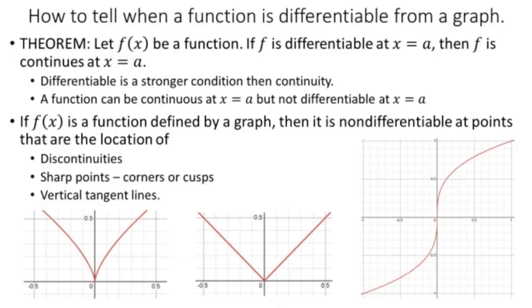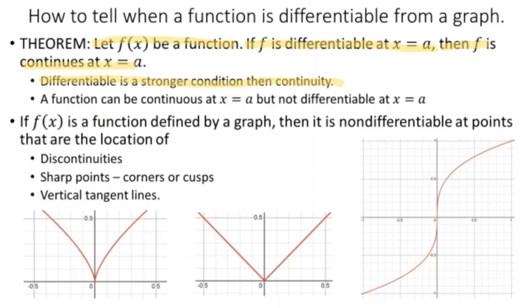If we were looking at a graph of a function, how can we determine whether or not a function is differentiable at a point or not? The first way to answer this question is through the following theorem. We'll let f of x be a function. If f is differentiable at x equals a, then f is continuous at x equals a. We have to be careful interpreting this theorem. What this theorem communicates to us is that differentiability is a stronger condition than continuity.